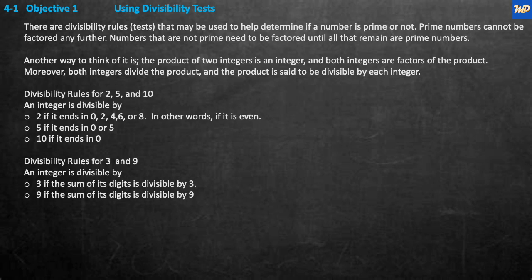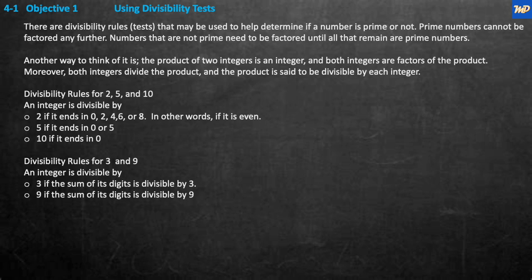Let's move on to objective 1, using divisibility tests. There are divisibility rules, tests that may be used to help determine if a number is prime or not. Prime numbers cannot be factored any further. The numbers that are not prime need to be factored until all that remain are prime numbers. Another way to think of it is the product of two integers is an integer, and both integers are factors of that product. Moreover, both integers divide the product, and the product is said to be divisible by each of the integers.